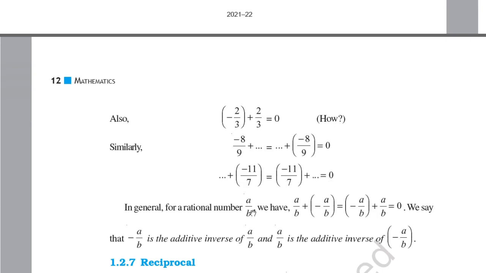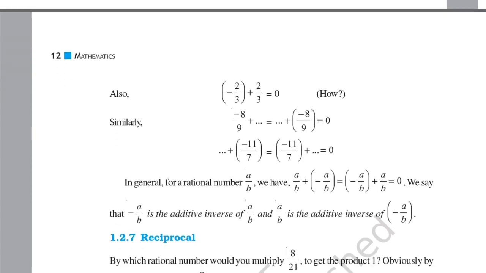In general, for a rational number a by b, we have a by b plus minus a by b is equal to minus a by b plus a by b is equal to 0. We can say that minus a by b is the additive inverse of a by b, and a by b is the additive inverse of minus a by b.